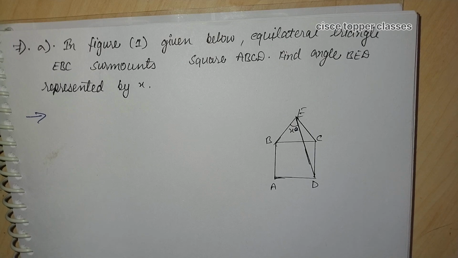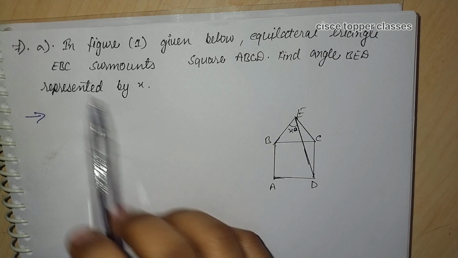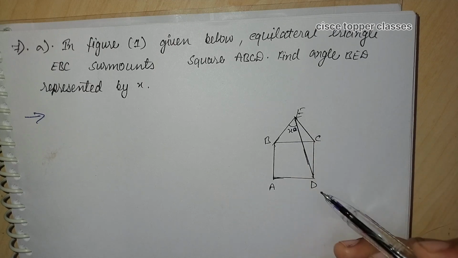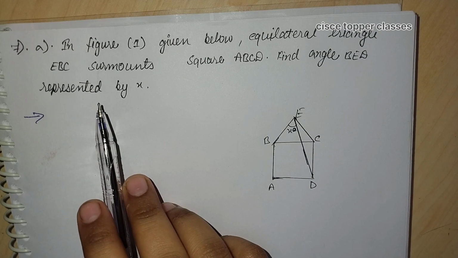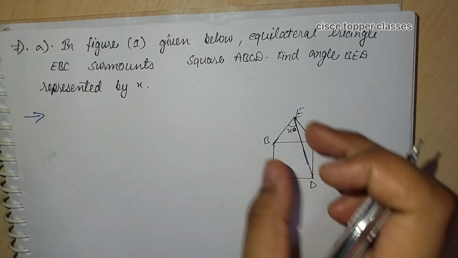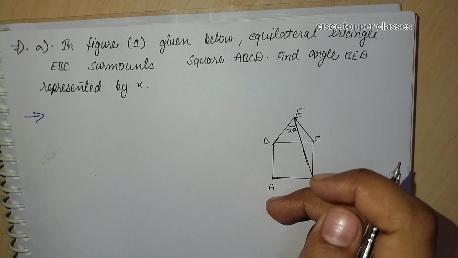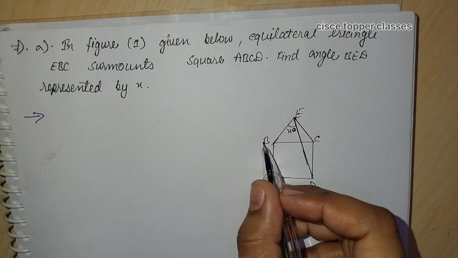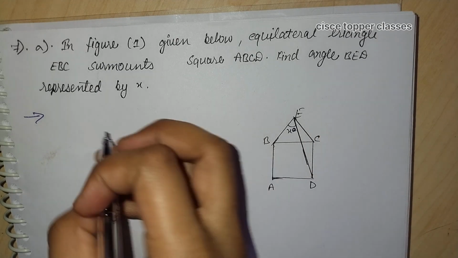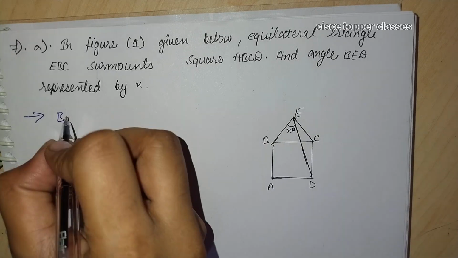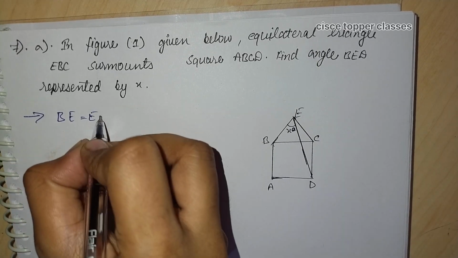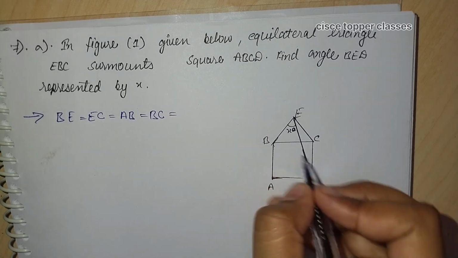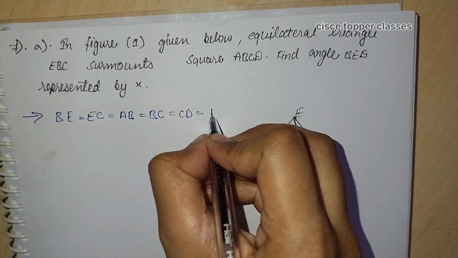Now let us solve the seventh, first part. Here in the figure given below, equilateral triangle EBC surmounts a square ABCD. Find angle BED, represented by x here. So simply we can write here, since EBC is an equilateral triangle, and this is also a square, the square's sides are also equal. So we can write BC is equal to AB here. So from here we can write EB is equal to EC, equal to AB, equal to BC, equal to CD, and this is equal to DA.